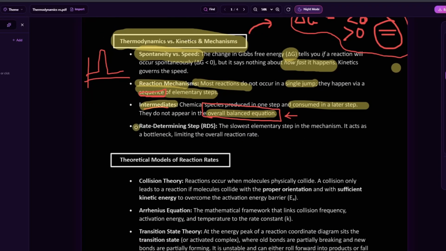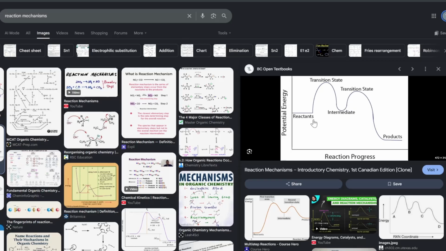The rate determining step is the slowest elementary step in the mechanism. It acts as the bottleneck, limiting the overall reaction rate. Your rate determining step is whichever one has the higher activation energy. So this one would be the rate determining step. It's going to take really long.